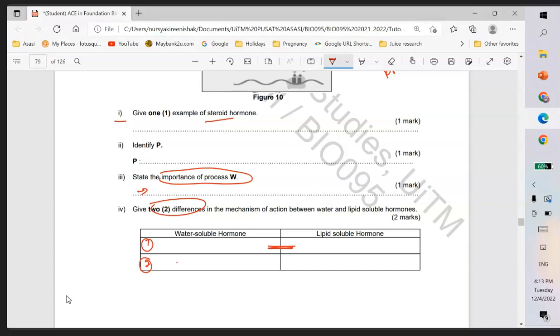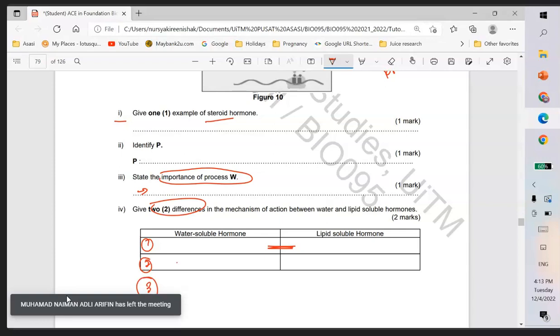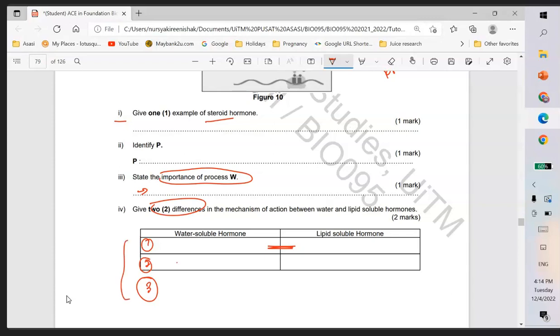Tapi kalau lipid soluble, it needs to bind to transport protein or carrier protein, in order to be transported in the blood. Okay, so ada point lain nak tambah tadi, Khairil? Water soluble hormone cannot pass through the plasma membrane. Lipid soluble hormone easily pass through the plasma membrane. Okay, betul. Ada lagi? Tak ada. Okay, so ada 3 kat situ perbezaan yang kita dah bincangkan.